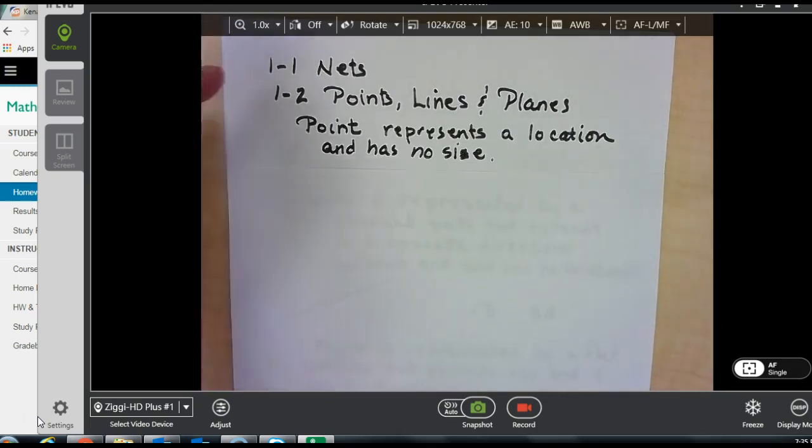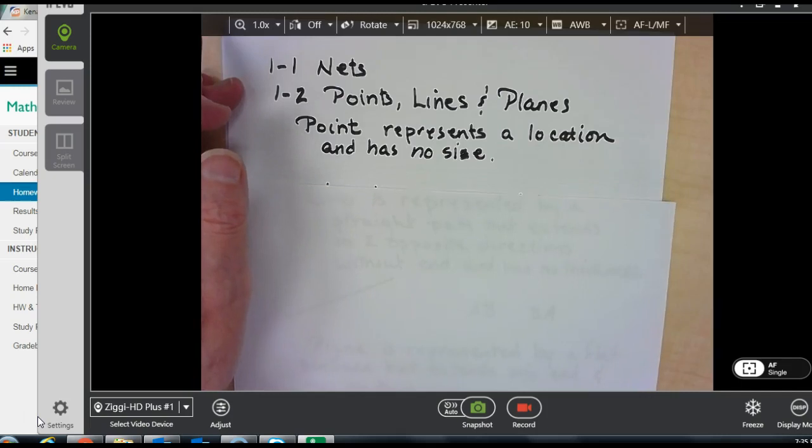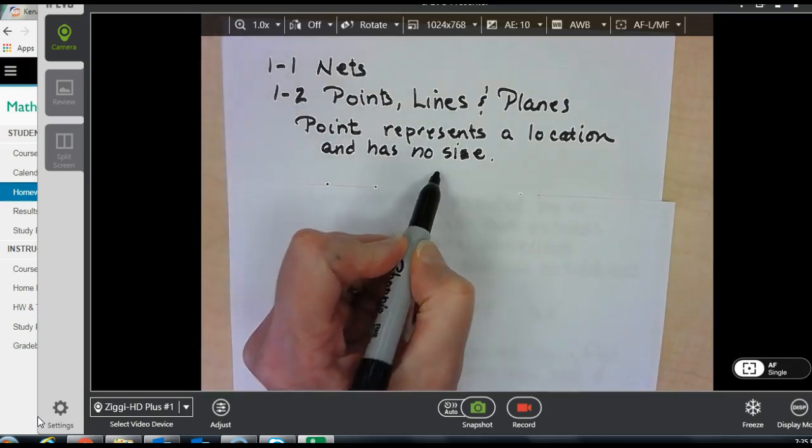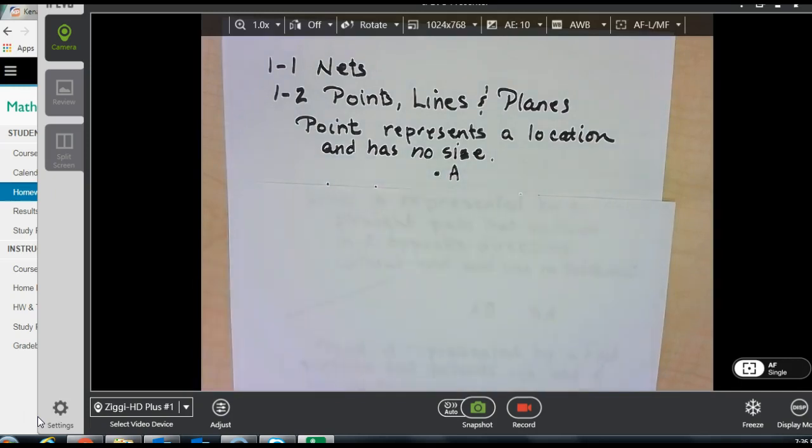A point represents a location and has no size. So when we represent a point, we just put a dot and we put a letter next to it. And we'd call that point A.